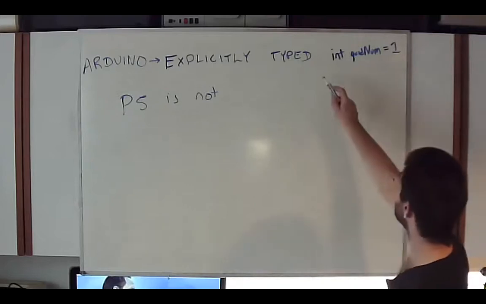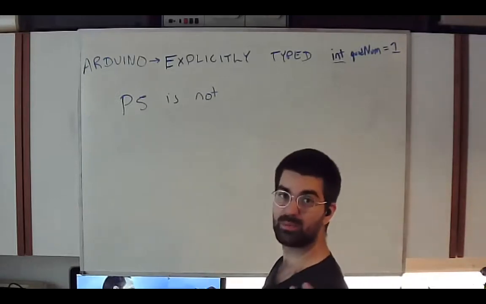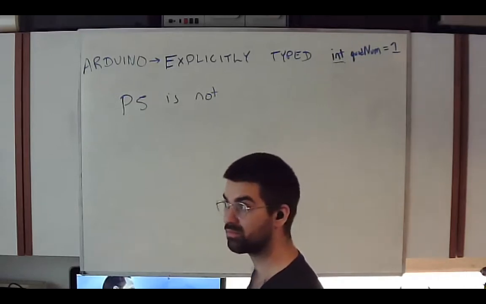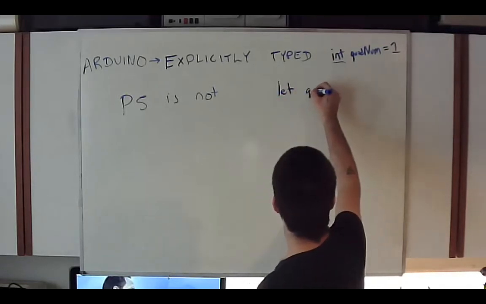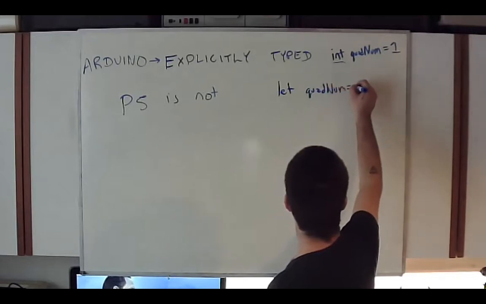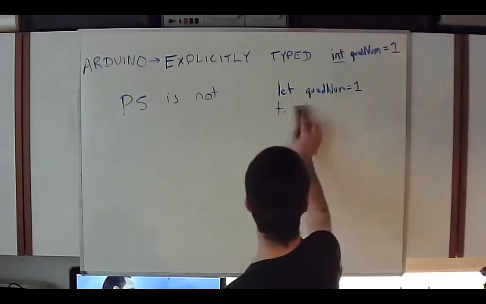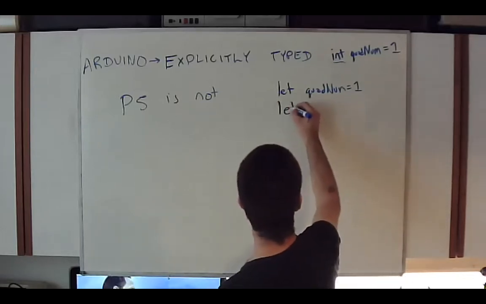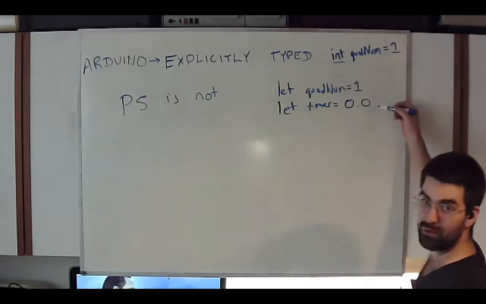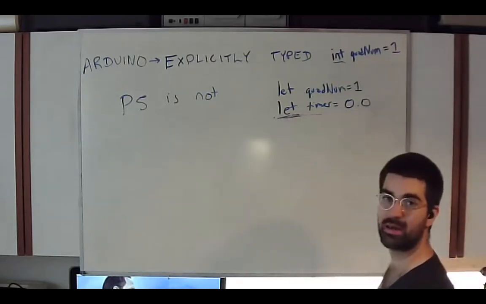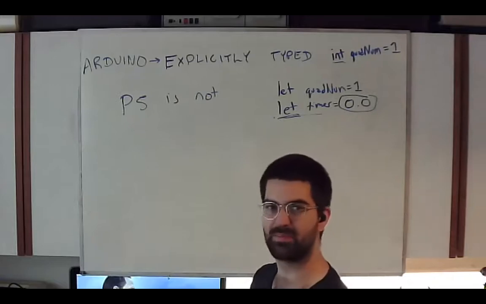Okay, great. So in Arduino, we have to say our data type. In P5, we don't. But we do have to tell the programming language that we are defining a variable. So we would just say, let quad num equal 1. And we could say, let timer equal 0.0. So this is an integer. This is a floating point number. But in P5, we don't need to tell it that. P5 will look at the data that you put in and then do the rest in the background for you.